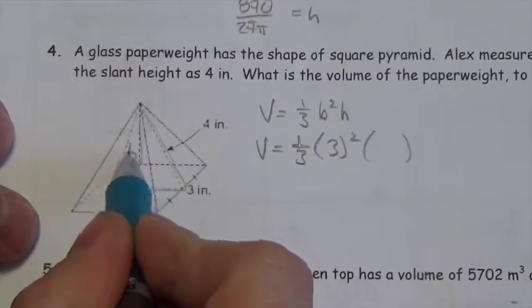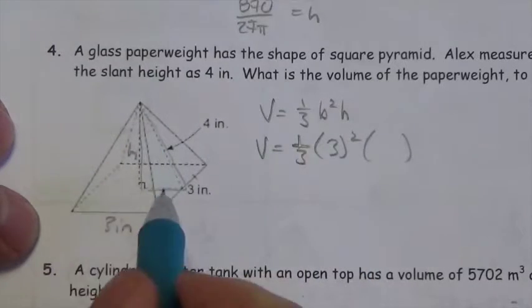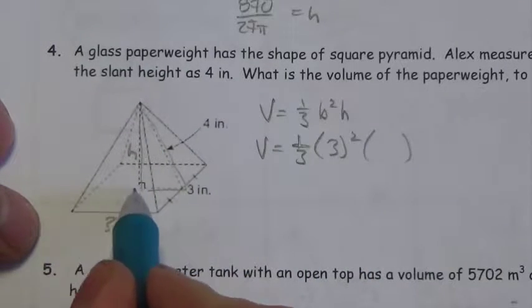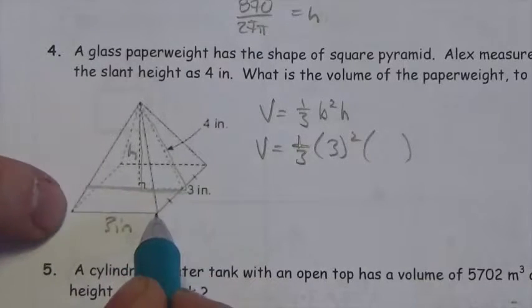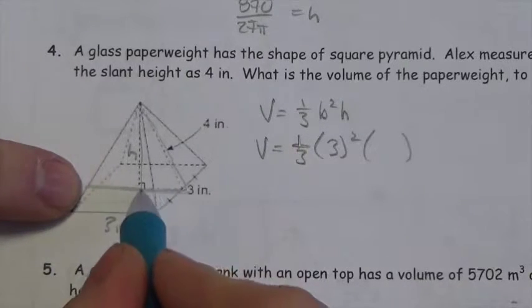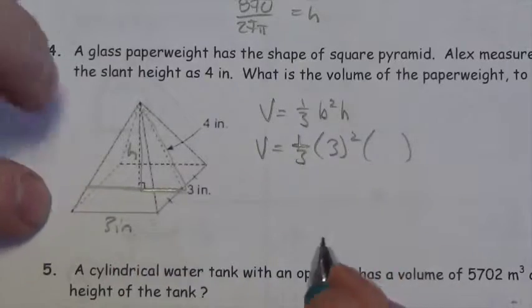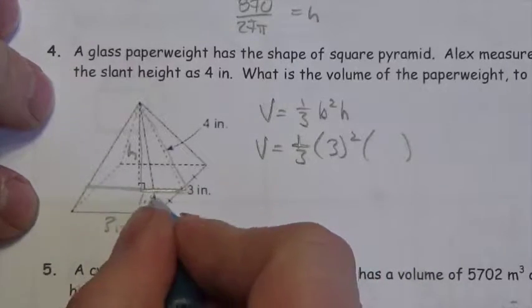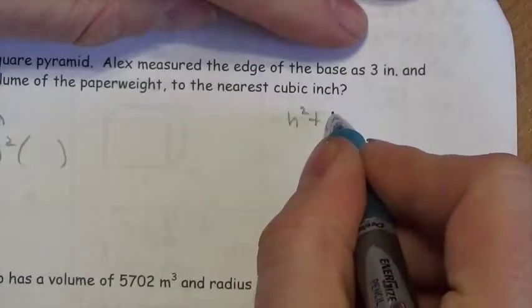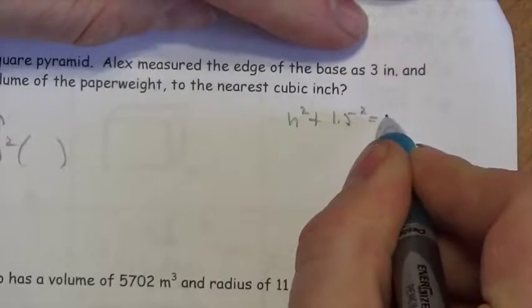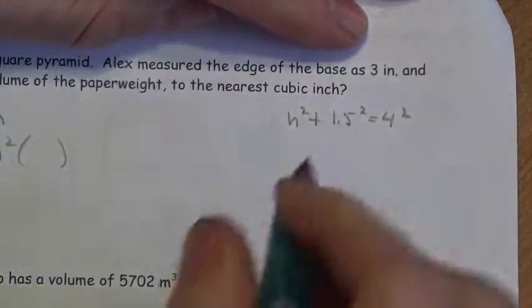I am looking for the height. That's the thing that I'm missing, but I know the hypotenuse. Now be careful with this down here. If I was to extend that line all the way across, that would be 3, just like this edge here is 3. But the part of the triangle that I need isn't that all the way across here. It's halfway, so it's got to be 1.5. So I'm going to do this over here. So h squared plus 1.5 squared is going to equal 4 squared.